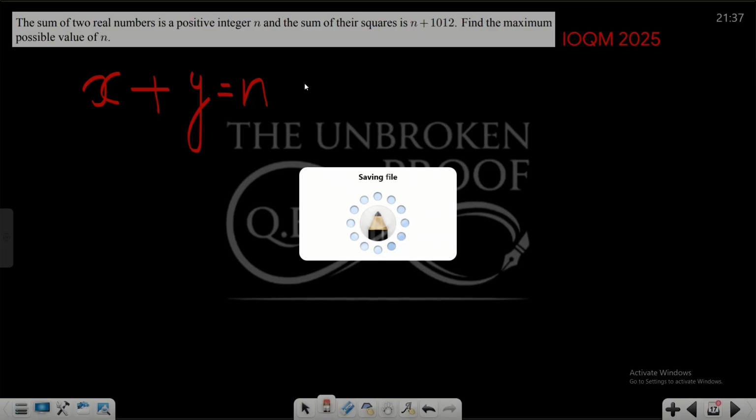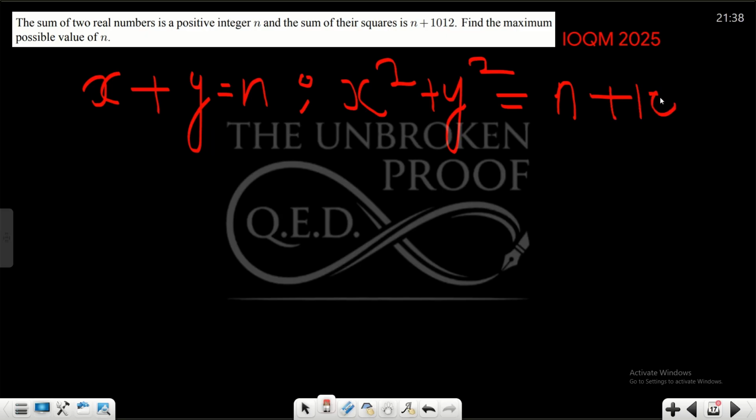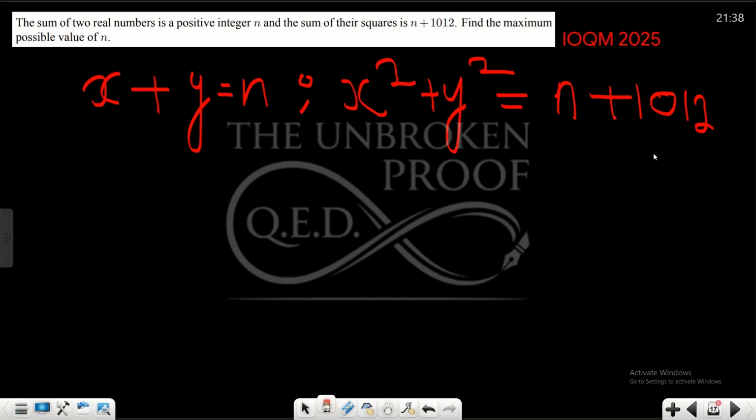That means x square plus y square equals n plus 1012, and they are asking you to find out maximum possible value of n. Now if you see, there is an addition over here, also there is an addition, and clearly it is visible that the RHS has to be maximized.